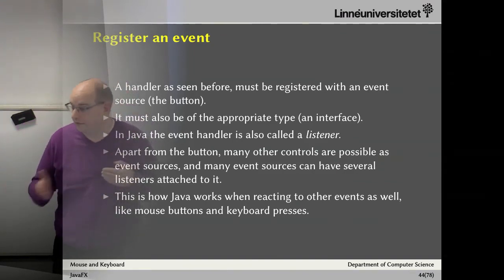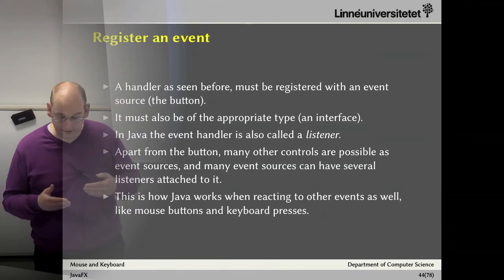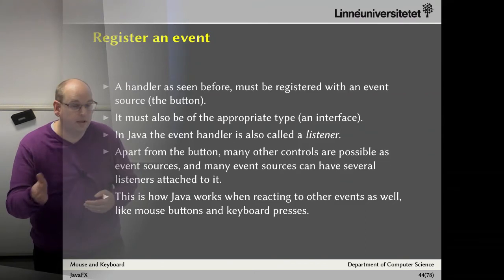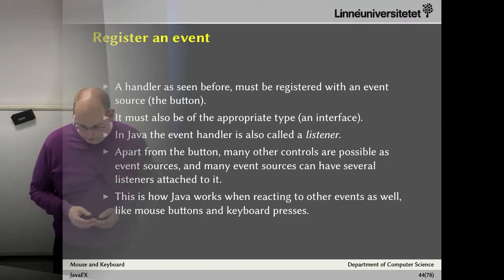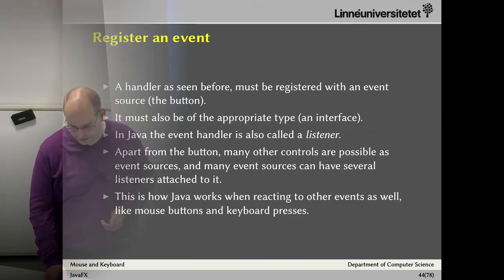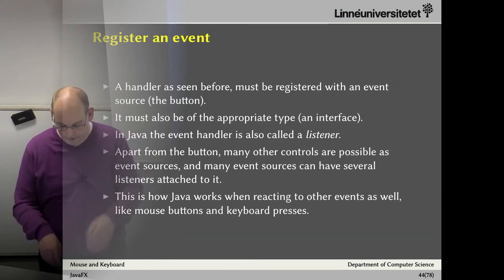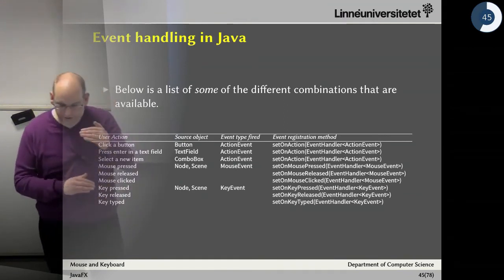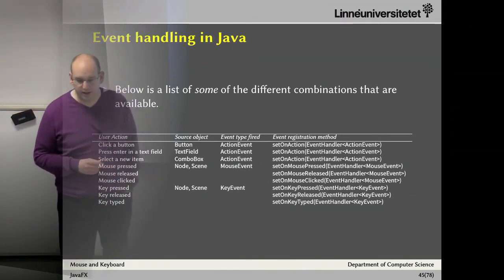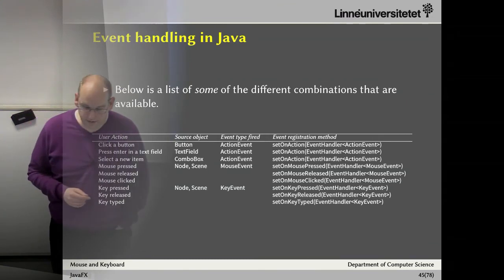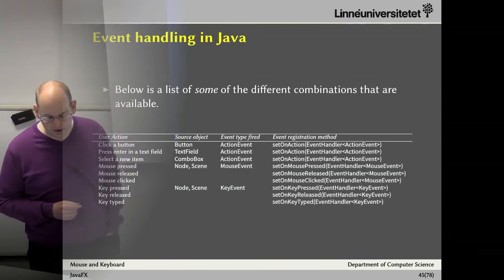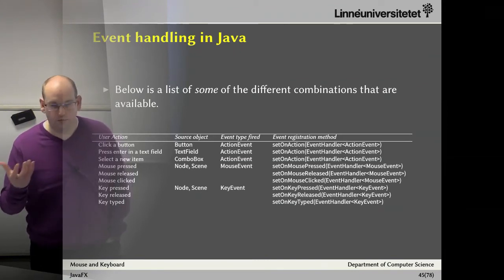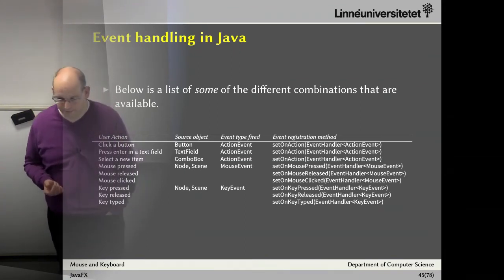And we can also have different events that we listen to, and each button can have different events, but we can also push these events to different controls if we like. And this is also how we are going to use keyboards and mouse and stuff like that. And here's just a small shot of the different events that we can fire for different source objects, and the event registration method where we bind our listener.